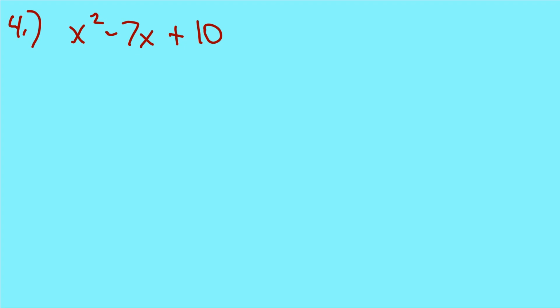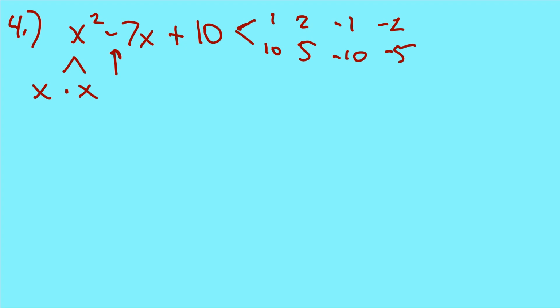So step 1 is you have to write the factors of the first term. So how do I get x squared? X times x. It's the only way to get x squared. Now how do I get positive 10? So because it's positive 10, I have 1 and 10. I also have 2 and 5. Because that's negative there, I need to know that I also could have negative 1 and negative 10, which multiply to give me positive 10, or negative 2 and negative 5.